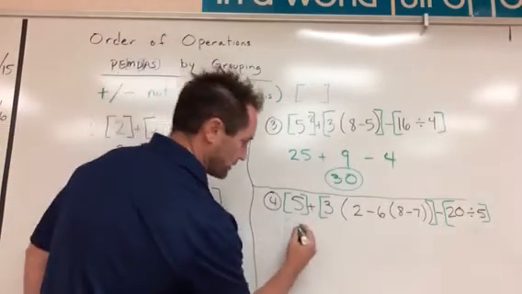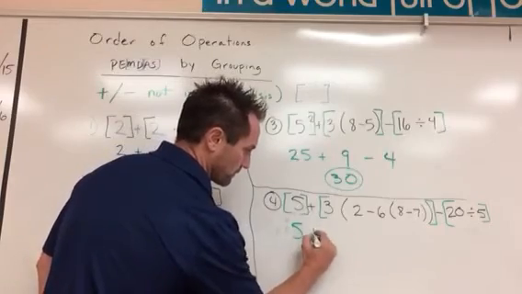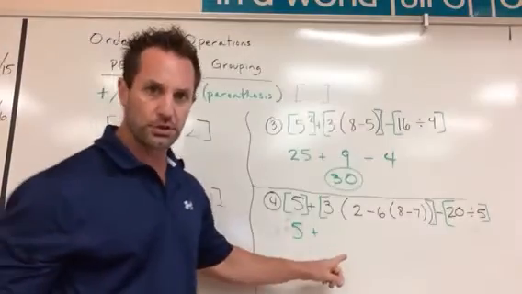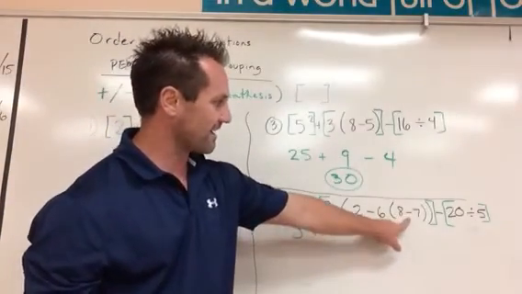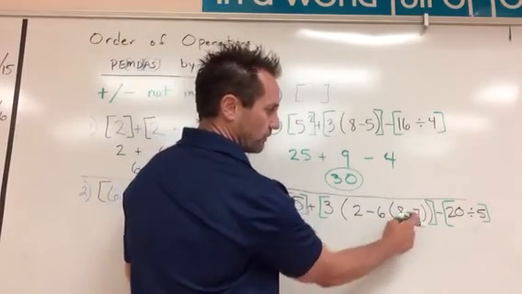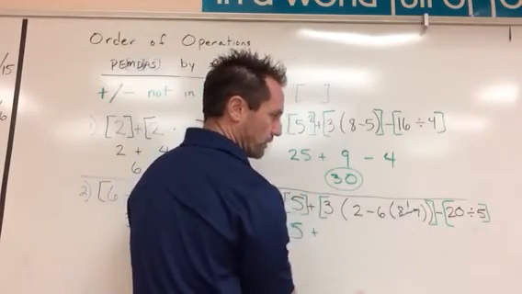The first group is just a 5. Our second group, this looks pretty big. So what we have to do is you have to start from inside the parentheses. 8 minus 7 is 1. So we can cross that out and put a 1 there.